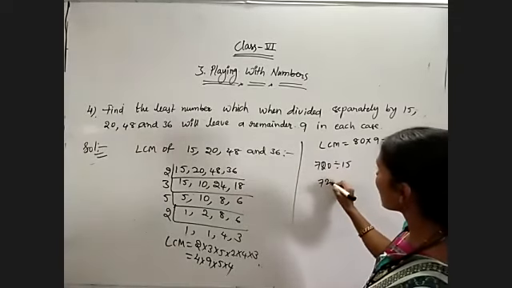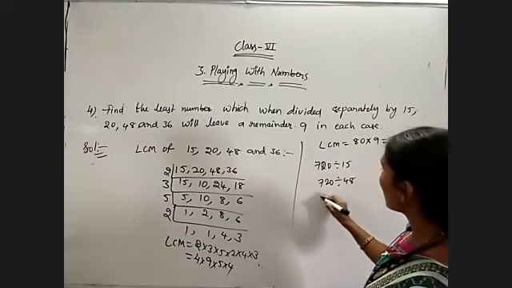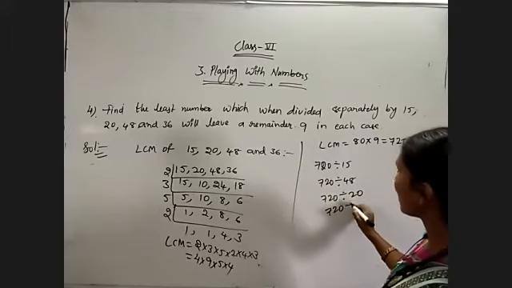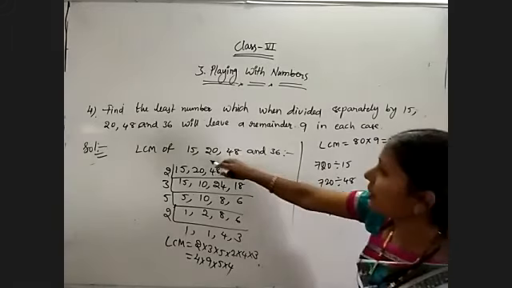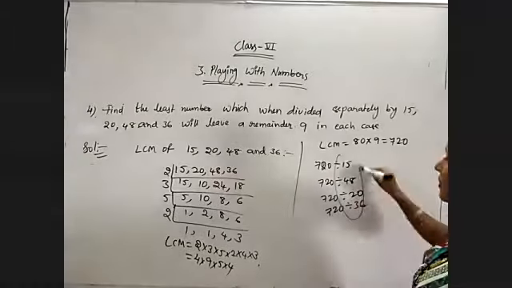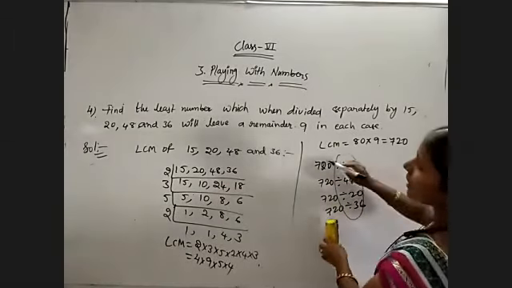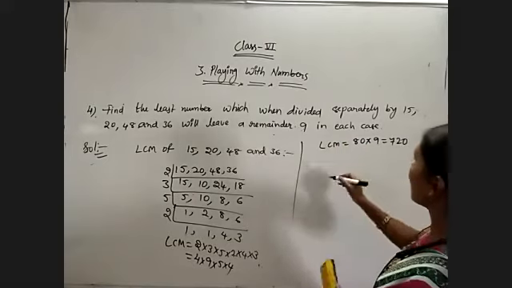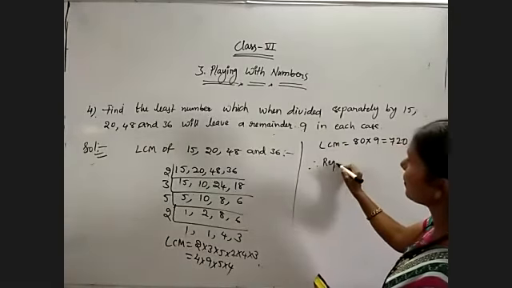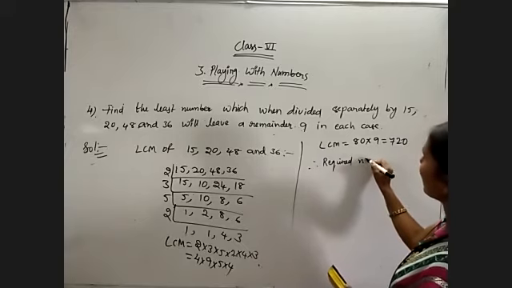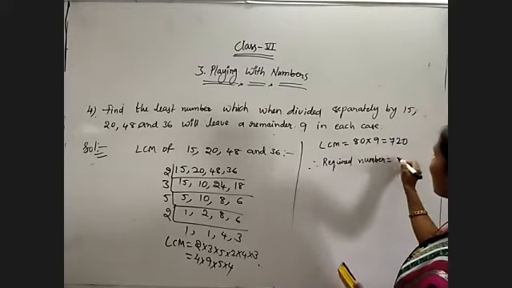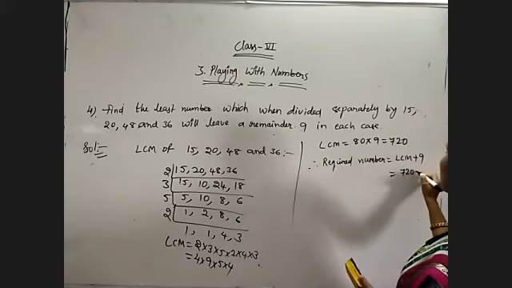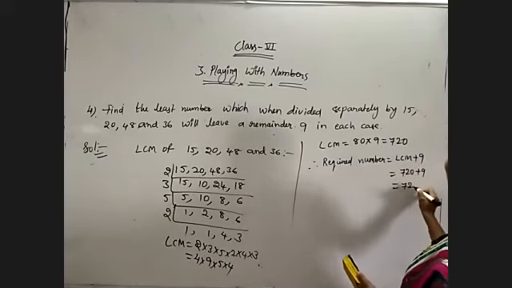And 720 is exactly divisible by 48, 720 is exactly divisible by 20, and 720 is exactly divisible by 36. Means each and every given number divides this LCM exactly. But what is the condition? They must leave the remainder 9. So LCM plus 9. Therefore, the required number is LCM plus 9, that is 720 plus 9, which is equal to 729.